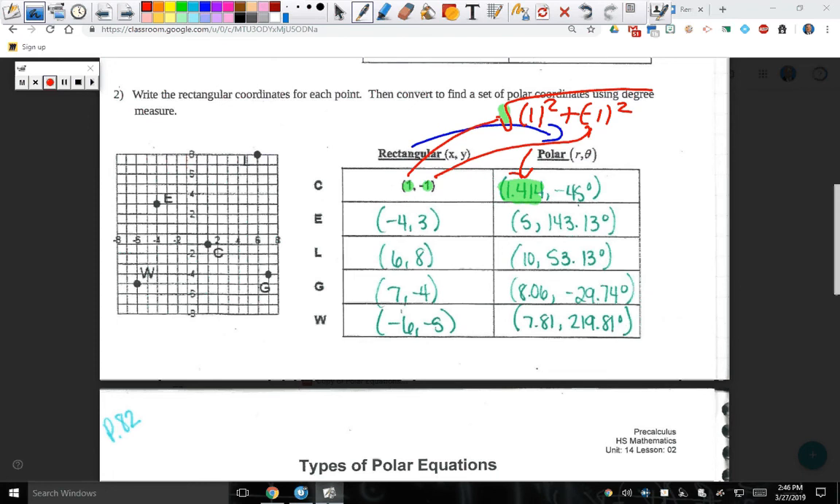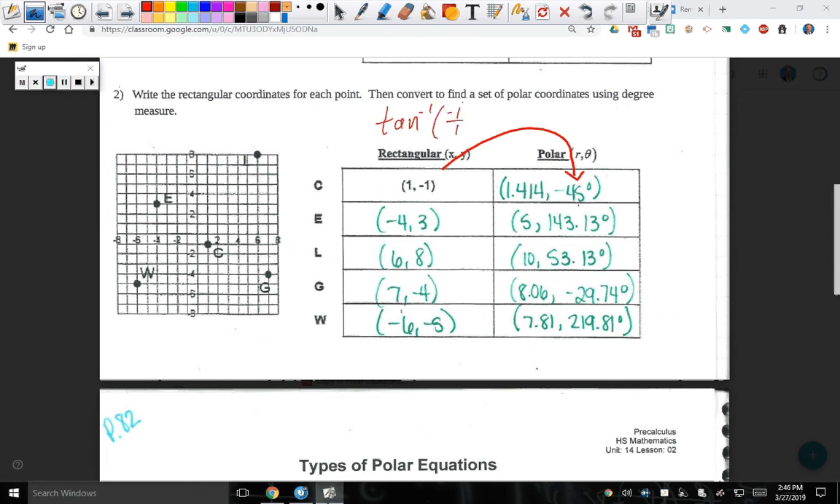And then how do you think they get negative 45? Arctangent. So this is going to be the arctangent of negative 1 over 1, which is y over x. Can someone tell me what quadrant this point would lie in? 4. So if it lies in quadrant 4, what do you do? Nothing. So whatever you get in your calculator, that's what you're going to put right here as your angle. When do you add 180?